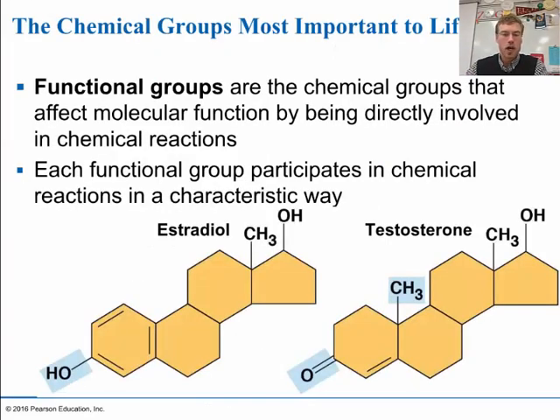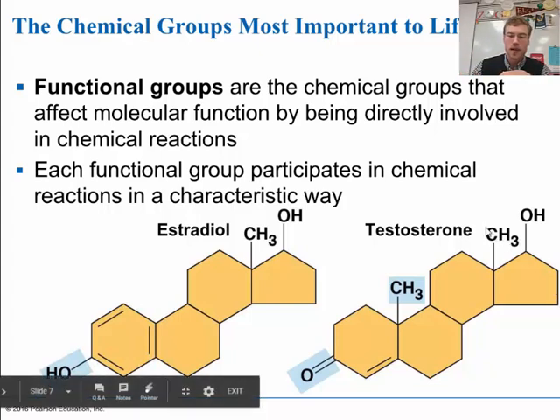Now, when we look at carbon chains, right, carbon chains are just carbons and hydrogens, not very interesting, but functional groups are chemical groups that we see reoccurring, and they have specific functions that help provide molecules with their different structures. So, for example, if you take a look at estradiol, which is a type of estrogen, and then you take a look at testosterone, they have the same general shape, right?